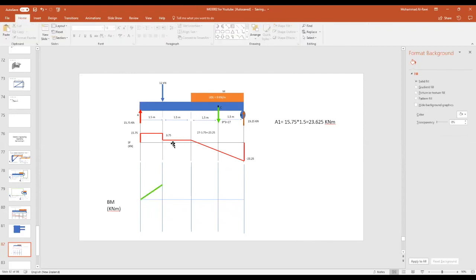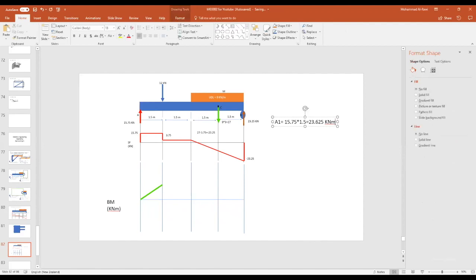All right. Now, I also have another area, which is the tiny one. I will call it area 2. Area 2 is equal to what? 3.75 times the distance, 1.5 meters. So 3.75 is the height, the distance is 1.5. Can you find me the answer? It is 5.625. Very well. Now, plus what? The 23.625. The last area will be equal to 29.25 kilonewton meters. Well done.